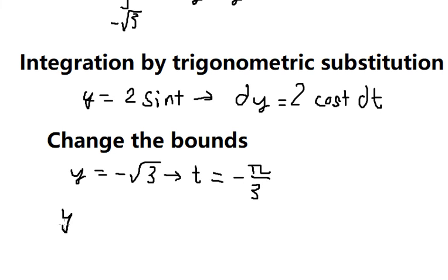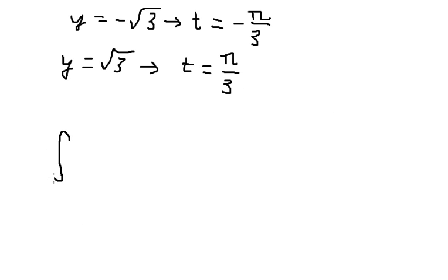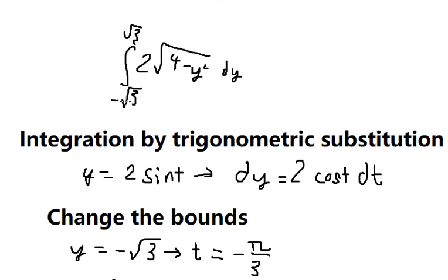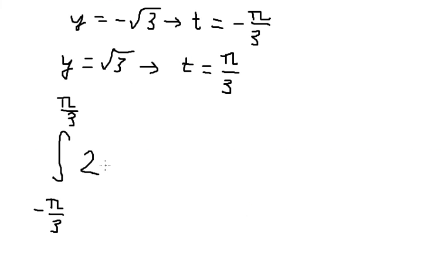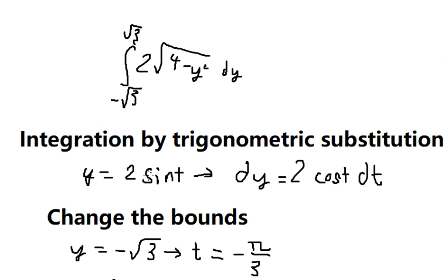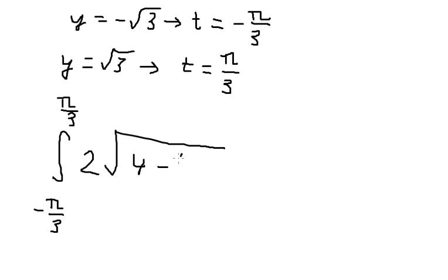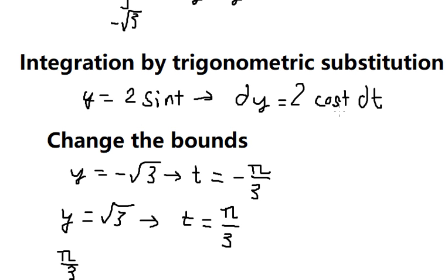Now we can do similar for the next one, and we got t equals pi over 3. Now this one we change to negative pi over 3, and the top is pi over 3. This one we put 2 sine t in here, and dy we change to 2 cosine t dt.